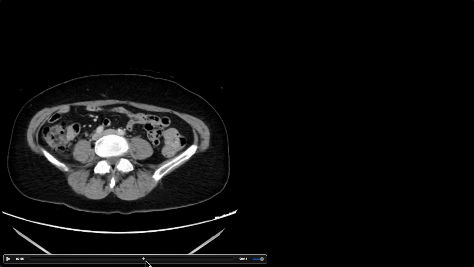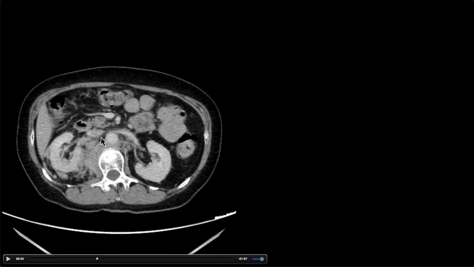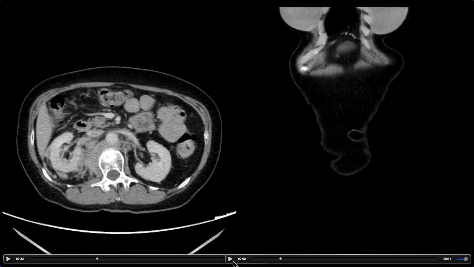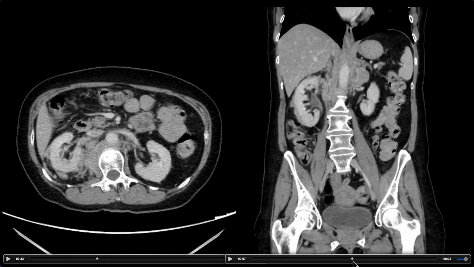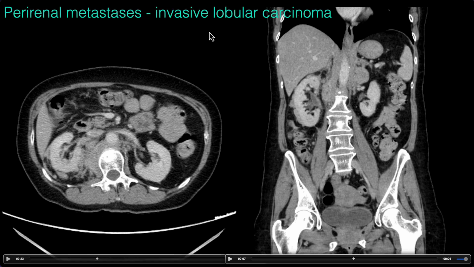So these are all new findings, and certainly lymphoma was on the top of the list, but we have to keep in mind unusual patterns of metastases. And this patient had a particular form of breast cancer which can go to multiple sites in the abdomen and pelvis, including the retroperitoneum. And this is an example of perirenal and retroperitoneal metastases due to invasive lobular carcinoma.